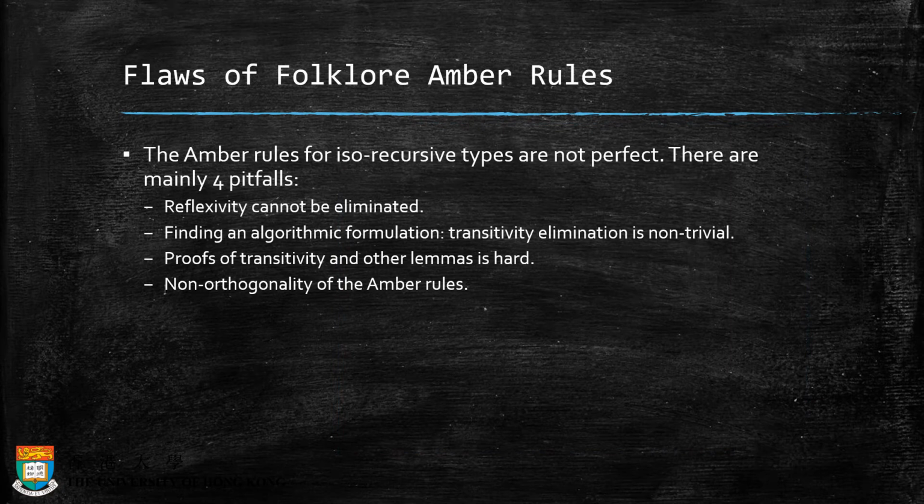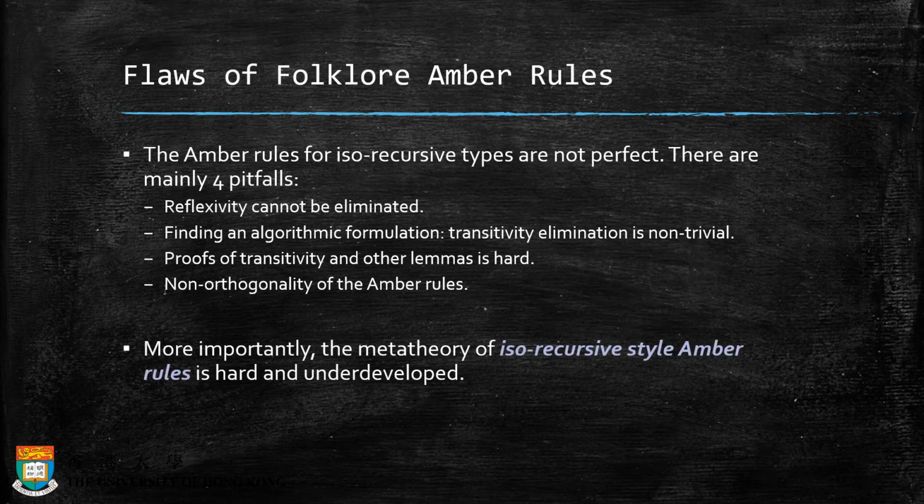However, the Amber rules for iso-recursive types are not perfect. There are many disadvantages. Reflexivity cannot be eliminated. It is hard to find an algorithmic formulation because transitivity elimination is non-trivial. Proofs of transitivity and other lemmas are hard. Amber rules are not modular. More importantly, the meta-theory of iso-recursive style Amber rules is hard and underdeveloped.